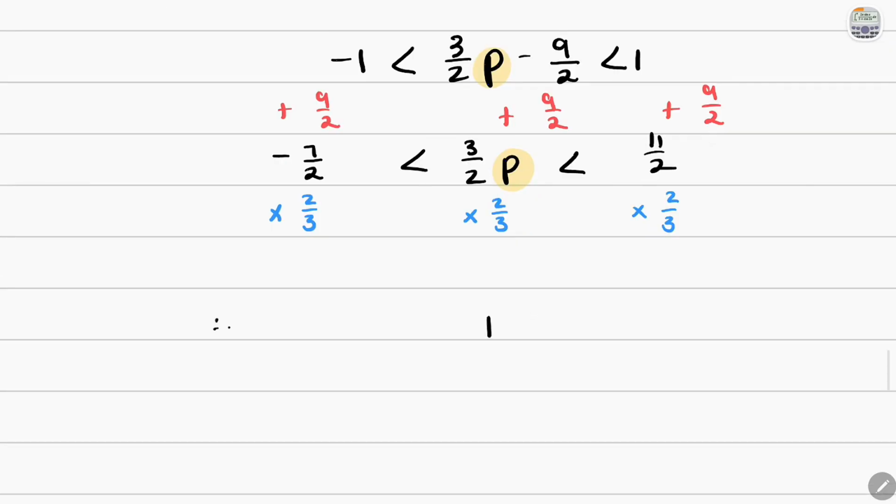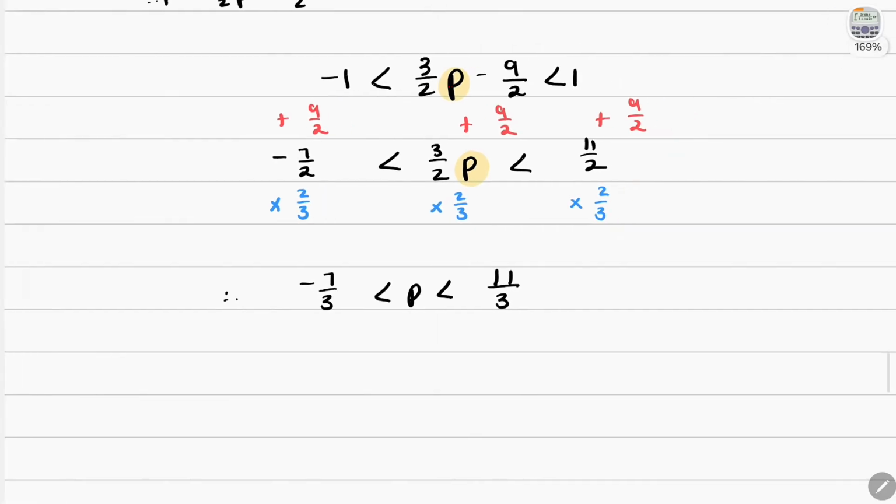Okay, so therefore p is greater than, and when we multiply here, -7 over 2 times 2 over 3, you see that the 2's will cancel diagonally and you're left with -7 over 3. And so p is greater than -7 over 3, but less than, and 11 over 2 times 2 over 3, those cancel and you're left with 11 over 3. And that is our answer.